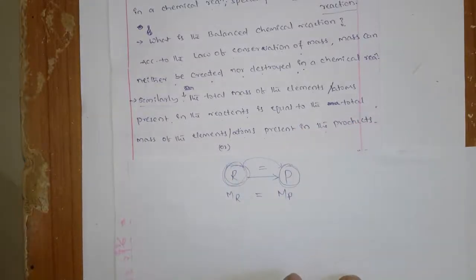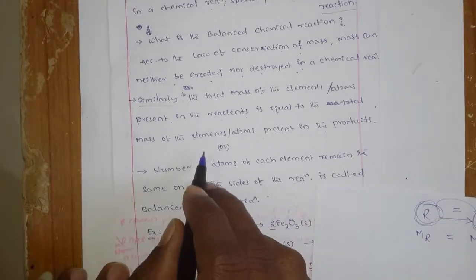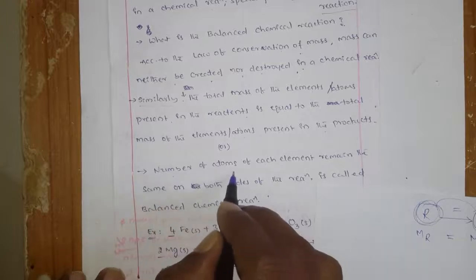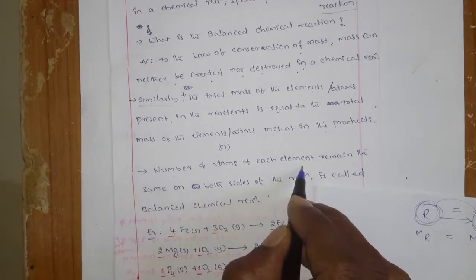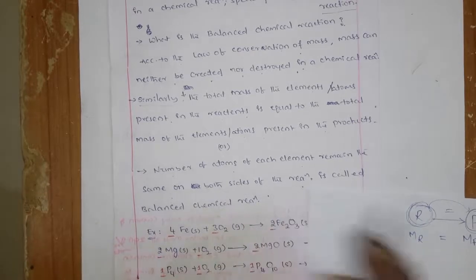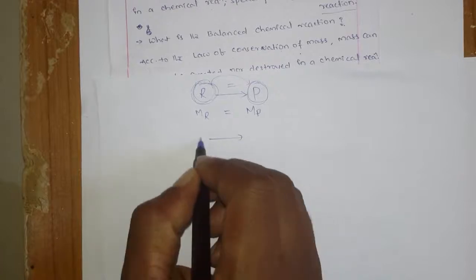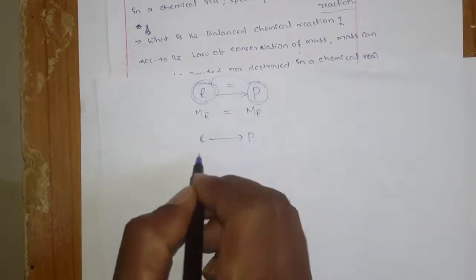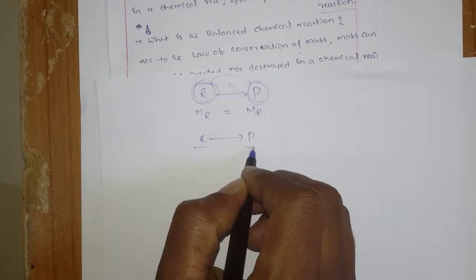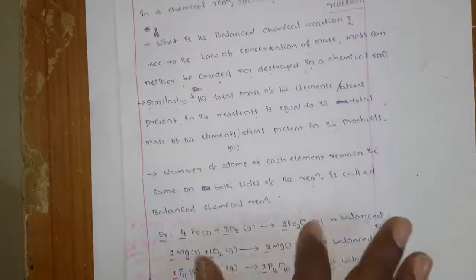Will it be like that? Yes, it will obviously be like that. Or in other words, you can say that the number of atoms of each element remains the same on both sides of the reaction. That means the number of atoms on the left side, the reactant side, and the product side must be equal. You can understand this by seeing this reaction.